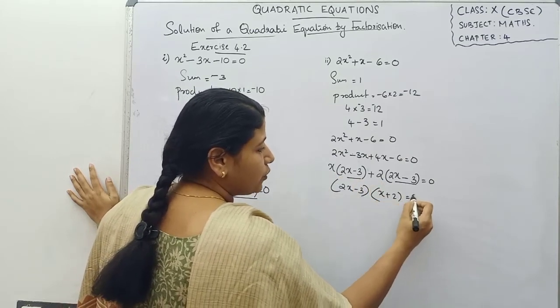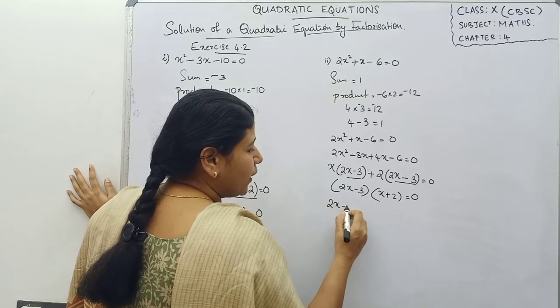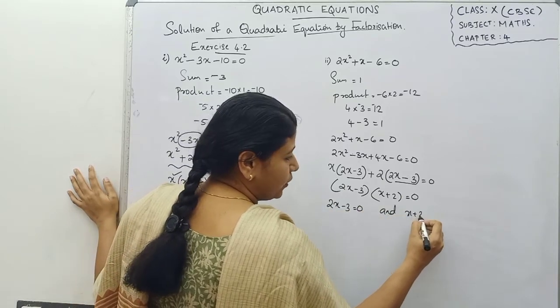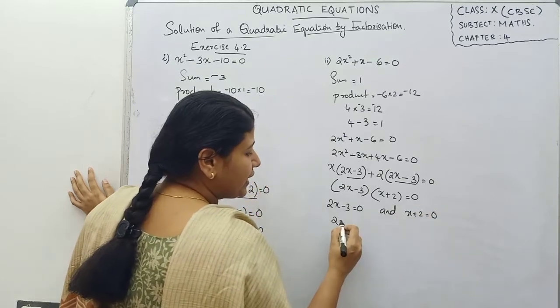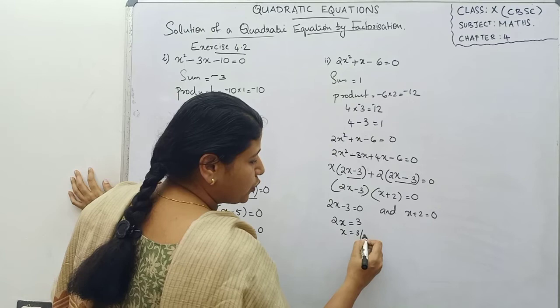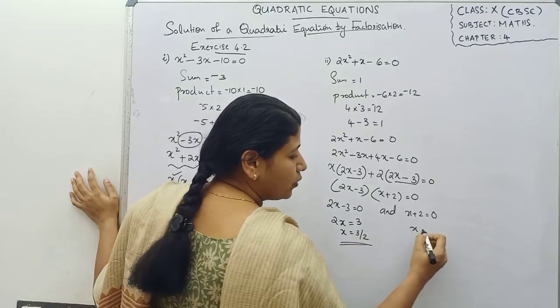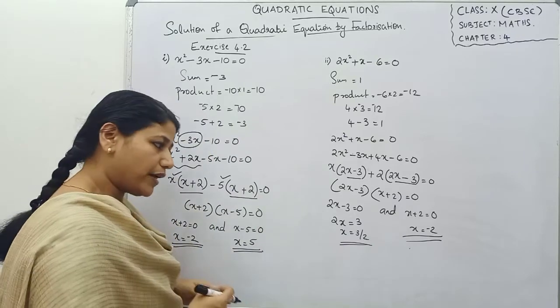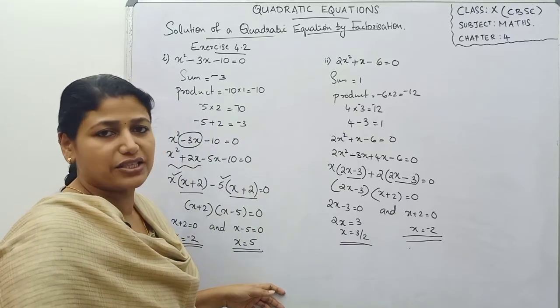Okay. 2x minus 3 into x plus 2 equal to 0. Now we can write 2x minus 3 equal to 0 and x plus 2 equal to 0. So you will get 2x equal to 3, as negative 3 will become 3, and x equal to 3 by 2. Here x equal to negative 2. So your answer is x equal to 3 by 2 and x equal to negative 2.